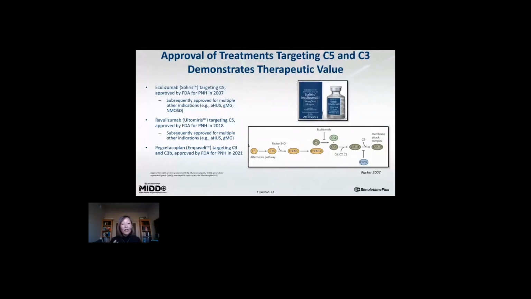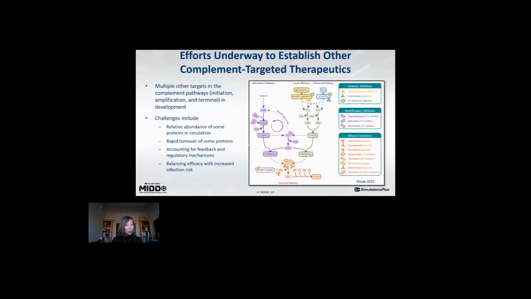Given the successes of these three, it's not surprising that there are many other compounds in development. Not all of them are shown here, but this is a sampling where we can look at, again, the complement pathway, and you can see down here is the terminal pathway where eculizumab is operating, the alternative pathway in purple, and then the classical and lectin pathways in blue and yellow leading to green. So multiple other compounds are in development.